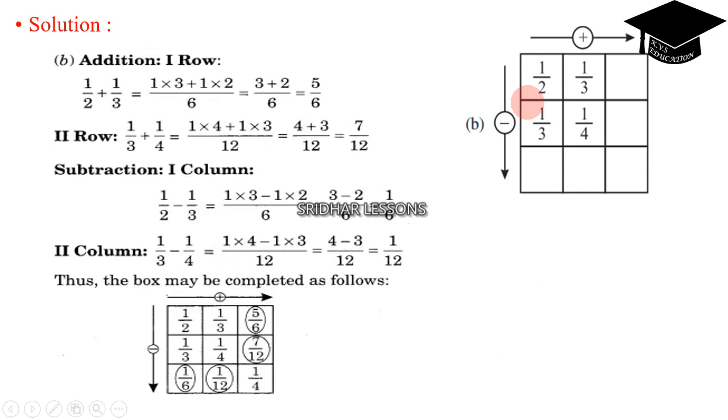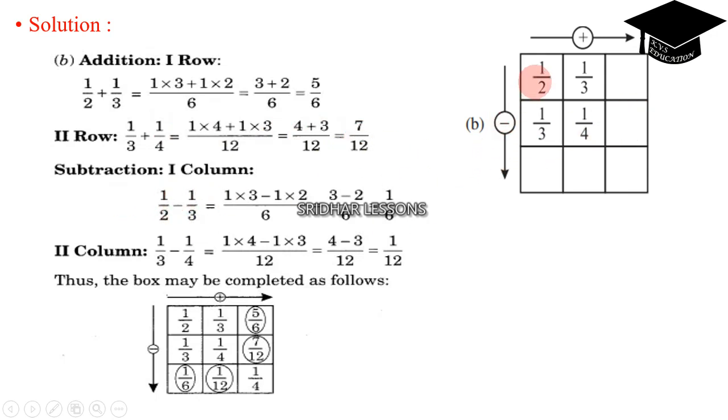Same as the previous one. 1 by 2 can be added with 1 by 3. 1 by 2 plus 1 by 3. Okay, so the LCM is 6. So 1 into 3 plus 2 into 1, 3 plus 2 by 6, 5 by 6. Here it is 5 by 6. Next, second row, 1 by 3 plus 1 by 4. The LCM is 12. So 1 into 4 plus 1 into 3, 7 by 12. Here the answer is 7 by 12.